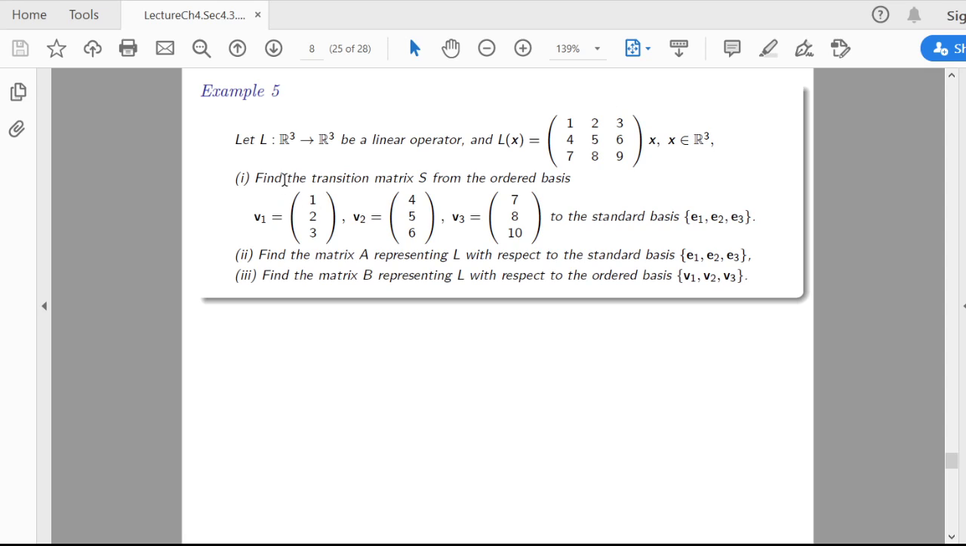The first question, we want to find the transition matrix S from the ordered base. Here, the base has 3 vectors, v1, v2, v3. And then to the standard base e1, e2 to e3. Then the second question is we want to find the matrix A representing L with respect to the standard base e1, e2, e3. The third question is we want to find the matrix B, which represents L with respect to the ordered base V1, V2, V3.